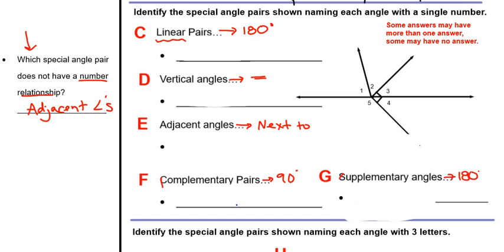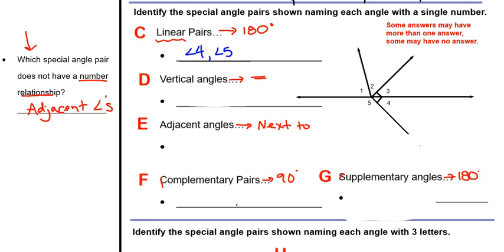All right, for the linear pairs, I have angles 4 and 5 named. If I look at angle 4 right here and angle 5 right here, I can see that they do indeed make a straight line. So that seems like a good one right there.